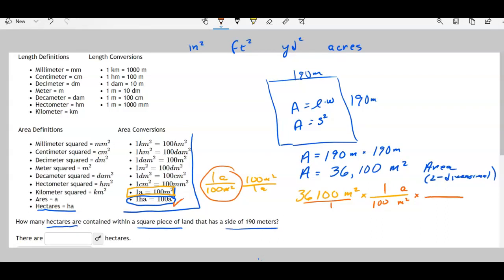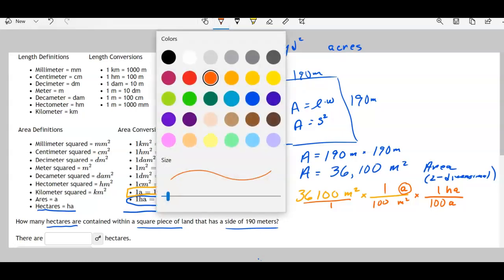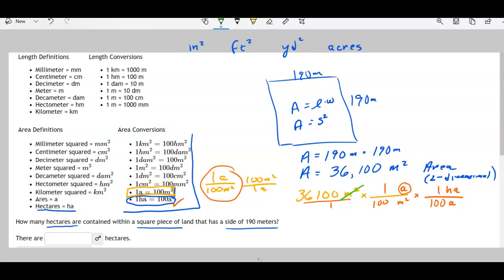So notice it tells us here that 1 hectare is equal to 100 ares. Since we have ares in the numerator here, we'll need to put 100 ares down there, and that will be 1 hectare. And so you can see that all this reducing will take place. The square meters will reduce, ares will reduce, and our only unit will be hectares. And so we're going to get 36,100 times 1 times 1, that is, hectares, divided by 1 times 100 times 100, and of course that's 10,000.